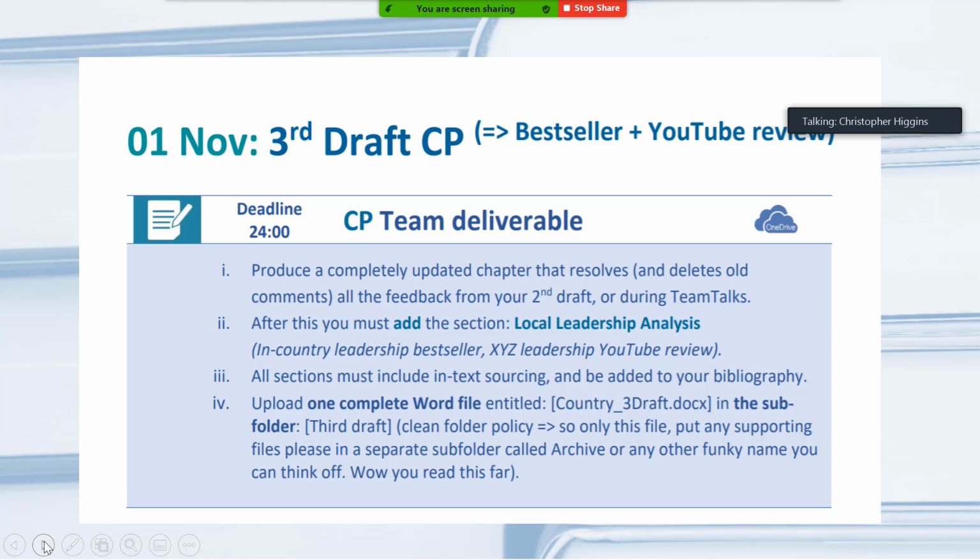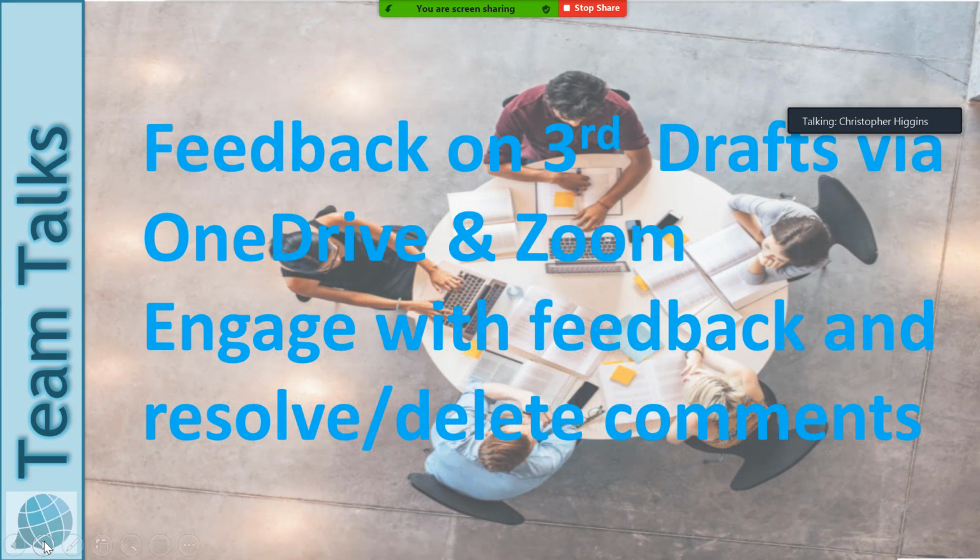So this was the third draft, obviously, and in the team talks this week, with both myself and Xander, we've been going over the feedback. Okay, so this has been via Zoom, of course, and what we're looking for you to do before Sunday, as always, when you get feedback, is to engage with it and try and resolve the comments. And ultimately, if you feel like you have resolved the comments, delete the comments.